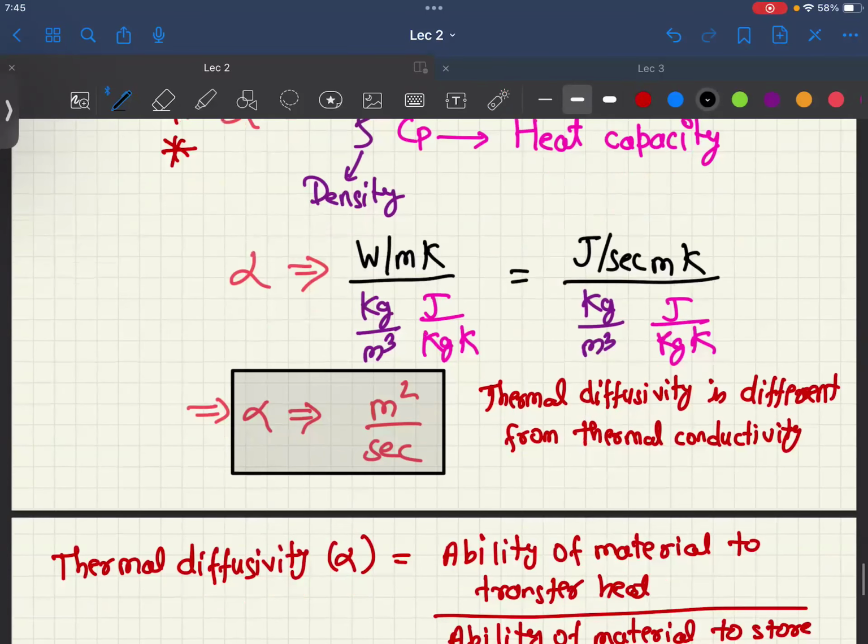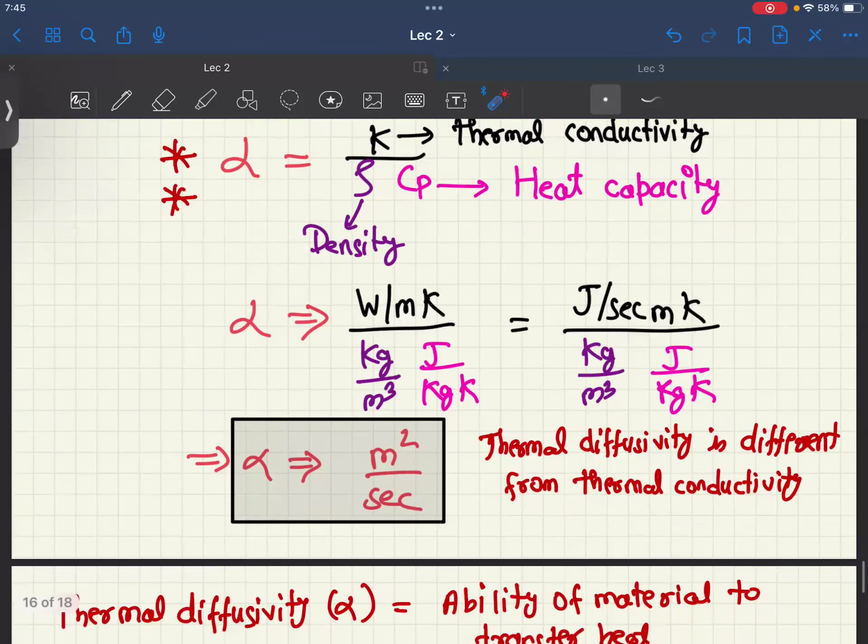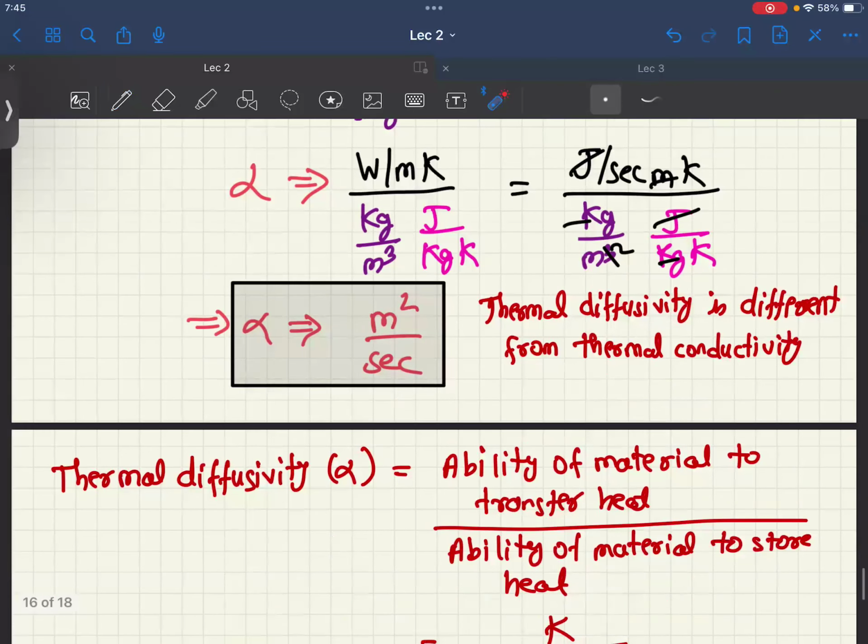This is nothing but thermal diffusivity. का dimension we know that it's watt per meter Kelvin. This one density का dimension kg per meter cube और heat capacity का dimension joule per kg Kelvin. Right? So when you do the math, joule के साथ cancel हो गया, kg के साथ cancel हो गया, meter के साथ cancel हो गया. So when you do, you find that the unit of thermal diffusivity comes out to be meter square per second.